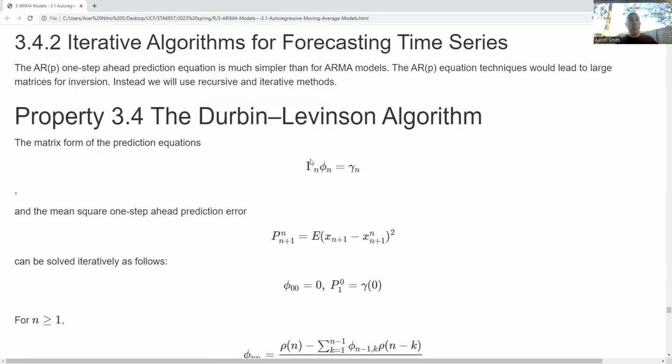All right, so the matrix form of the prediction equations is large gamma sub n times phi sub n is equal to little gamma sub n. Now, in the previous video, we talked about the prediction equations, which is, just by pencil and paper writing down what we're doing with time series and using the projection theorem, there's a little bit of linear algebra for you there, we end up getting this matrix equation. And of course, if this is a matrix equation and big gamma is invertible, I just multiply both sides by the inverse of big gamma sub n. And from a pencil and paper point of view, I've got my coefficients like that.